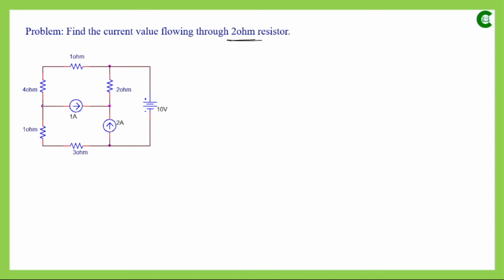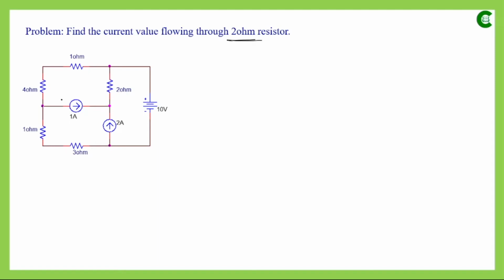In total we have four principal nodes, and among those four nodes one will be connected to the ground, so that will be taken as the reference node. So we are left with three principal nodes. Here we have three meshes and three principal nodes, so we can apply either one.